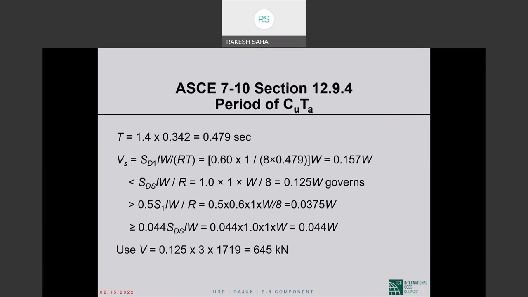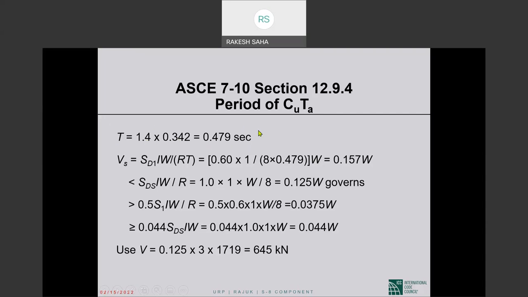We will go with 1.4 times the approximate period, which is 0.479 seconds. You should not do that without calculating the rational period, which we actually did. And the rationally computed period was much higher than 1.4 times T sub A. And this is why we went with 1.4 T sub A. Without calculating the rational period, you cannot just jump there.